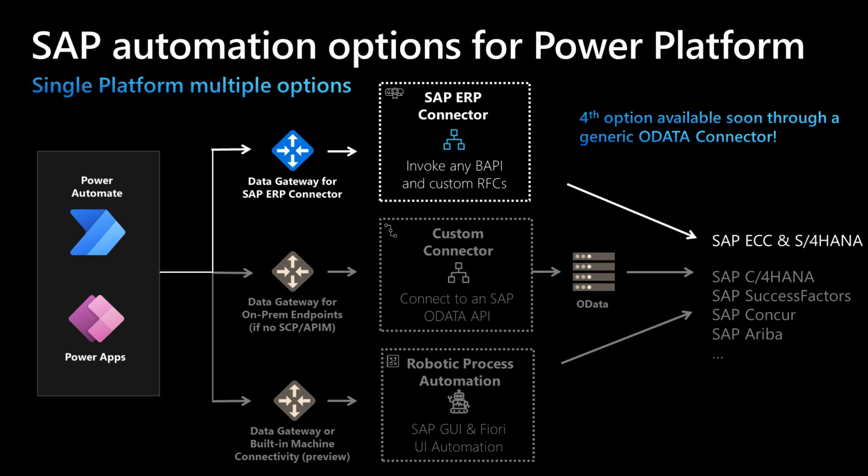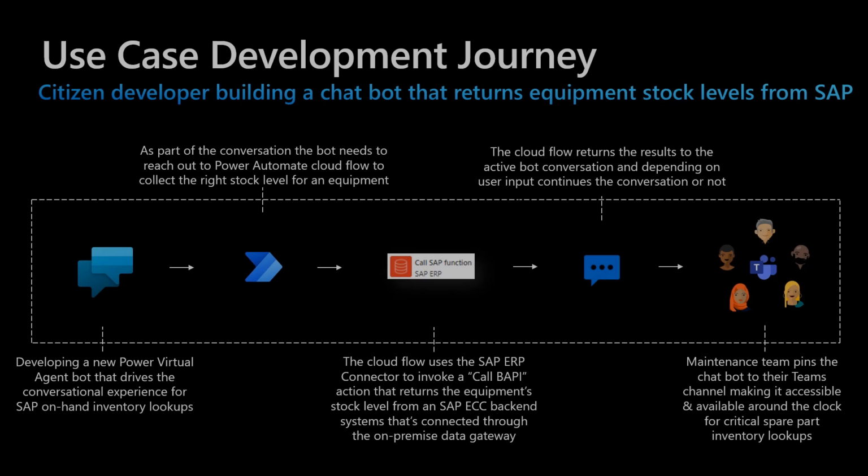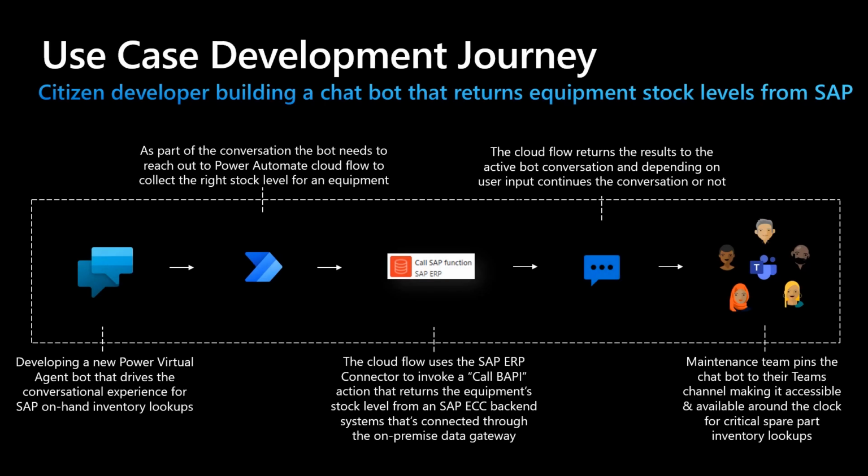Now to see the connector in action, we will be developing an end-to-end SAP connectivity use case by leveraging the Power Platform. And here's the overall development journey. As a first step, we'll create a new Power Virtual Agent bot that will drive the conversational experience for SAP on-hand inventory lookups. As part of the process, we need to build a Power Automate cloud flow that uses the SAP ERP connector to invoke a BAPI to retrieve the equipment stock level from an SAP system.